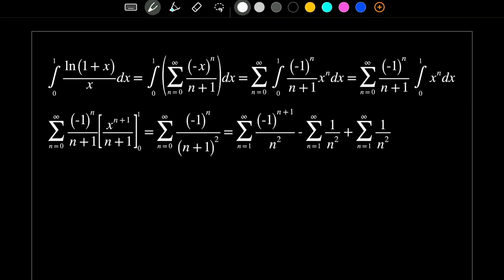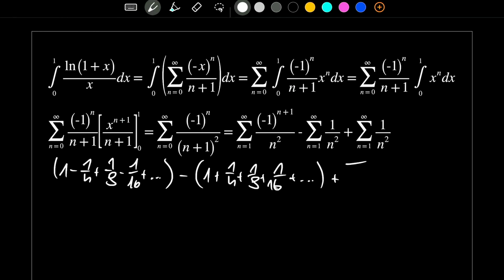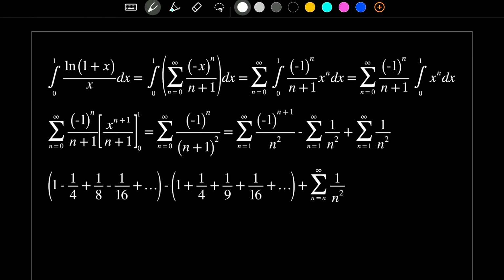First, I'm going to write a couple of terms out, right? So for this part here, all of the odd cases of n give us positive numbers, and all of the even cases of n give us negative numbers, right? So we would have something like 1 minus 1 over 4 plus 1 over 9 minus 1 over 16 plus dot dot dot, right? And then we have this second part where everything is just positive, but we do subtract it, right? So we get 1 plus, of course, this sum from n equals 1 up to infinity of 1 over n squared. So I just quickly wrote it like that.